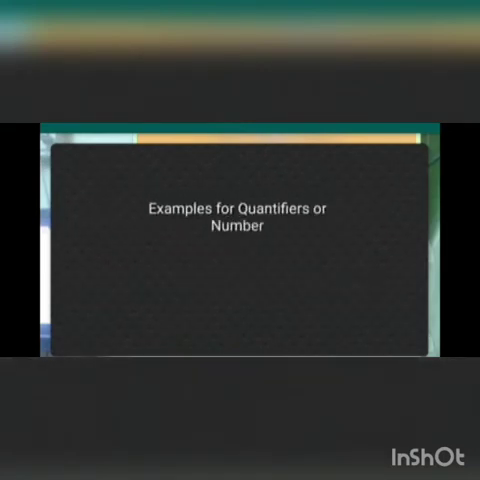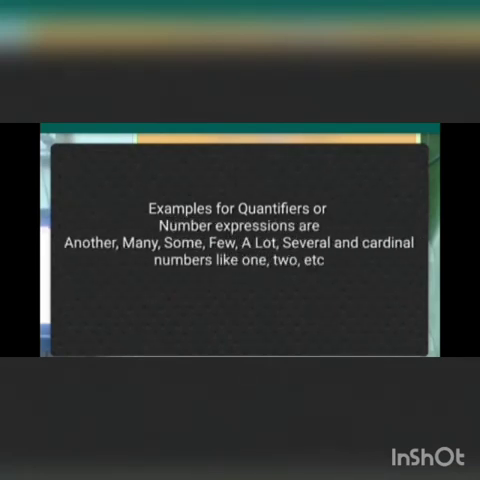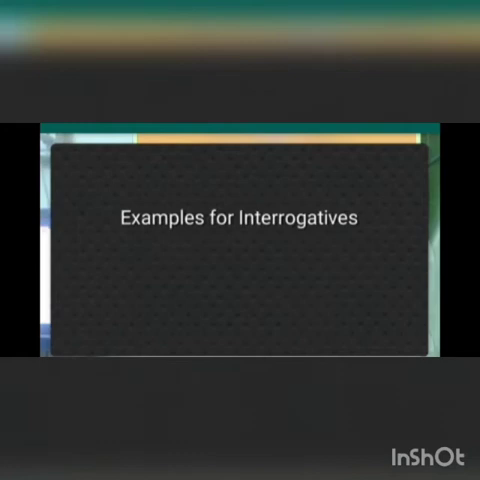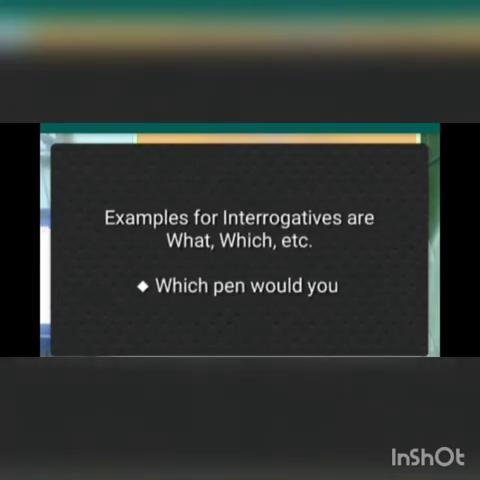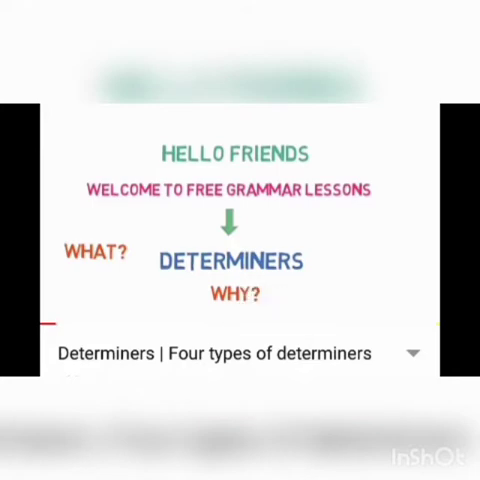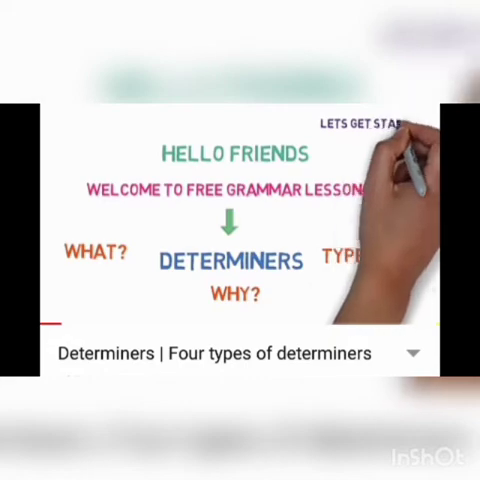Examples for quantifiers or number expressions are another, many, some, few, a lot, several, and cardinal numbers like 1, 2, etc. There is a lot of confusion. Examples for interrogatives are what, which, etc. Which pen would you like to write with? Why they are used and different types of it. So without further ado, let's get started.